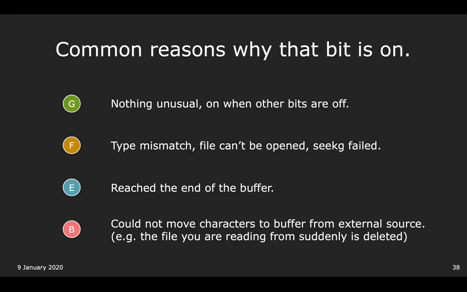Okay? So, common reasons why a bit could be on. The first one, nothing unusual. If all the other bits are off, the good bit will be on. Fail bit, the most common one is type mismatch. What does that mean? Kind of what we just did, right? When you try to read an int, but it can't read an int because it's not an int. Okay? If that happens, the fail bit is turned on and future operations fail.